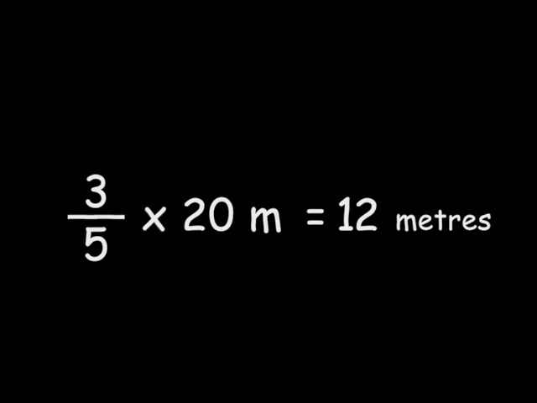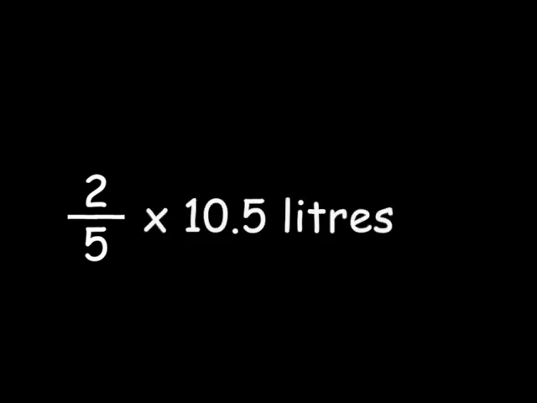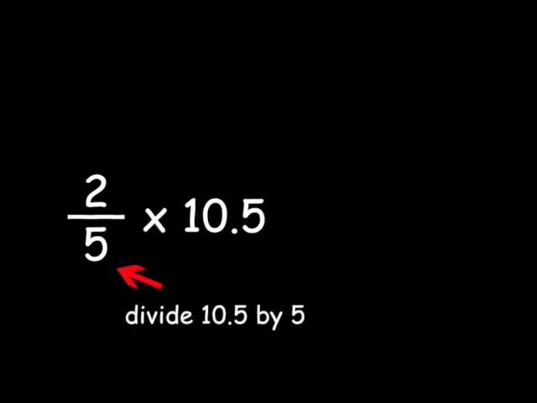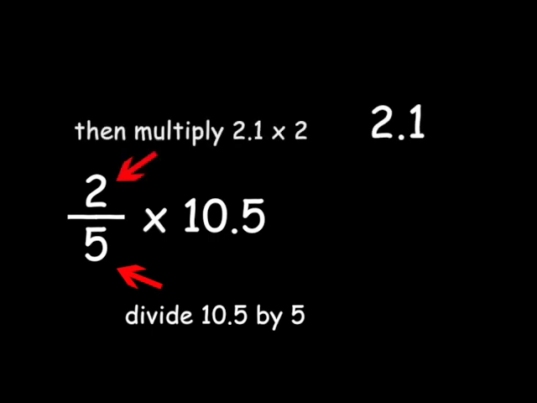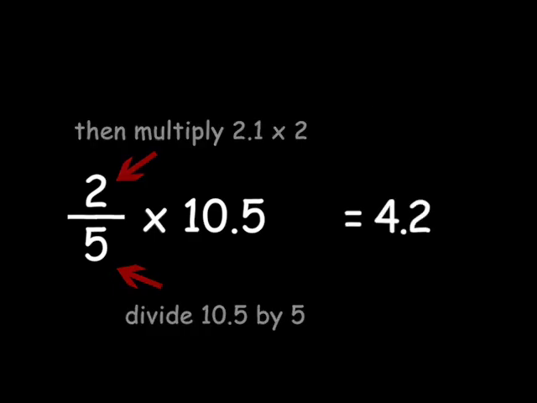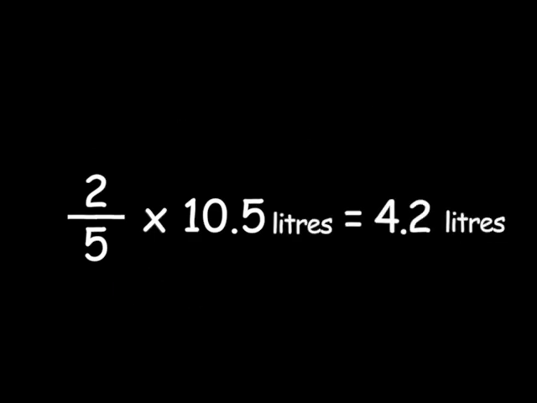Let's do one now with decimals. You just do the same thing. Find 2/5 of 10.5 litres. First, divide 10.5 by 5 to get a fifth. That is 2.1 litres. And now you multiply that 2.1 by 2 to get 2/5. So the answer is 4.2 litres.